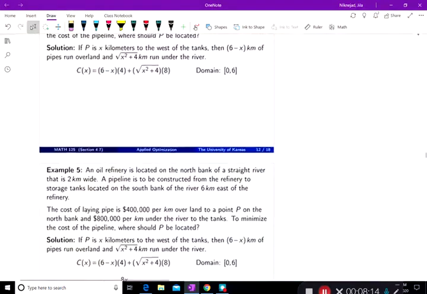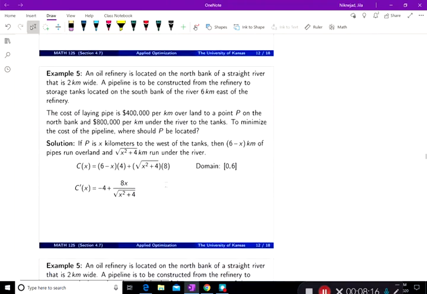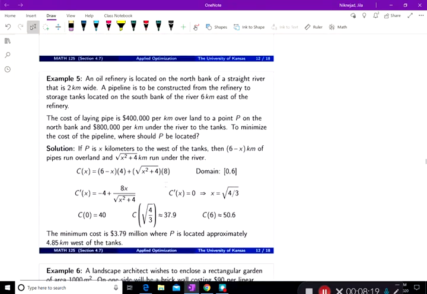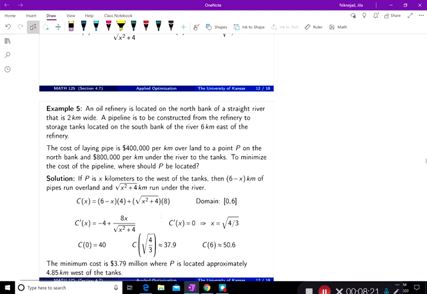Now that we know the domain, it's a closed interval and we have a continuous function, so we can use the closed interval method. All I need to do is plug in the one end, the other end, and the critical point, and then I get 3 values. Remember, each of these is in $100,000. Of these 3 values, this is the smallest cost that I can get. The biggest cost would be if x was 6, which would be connecting the refinery and storage tank directly.